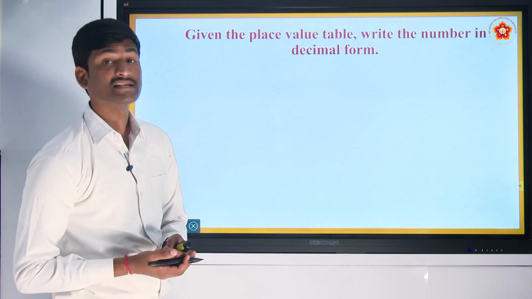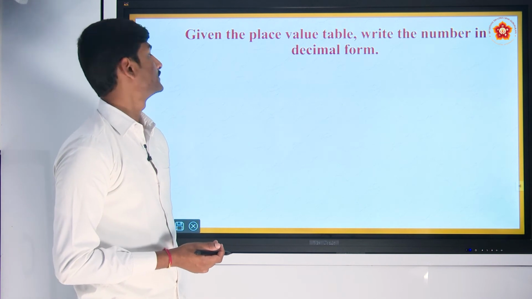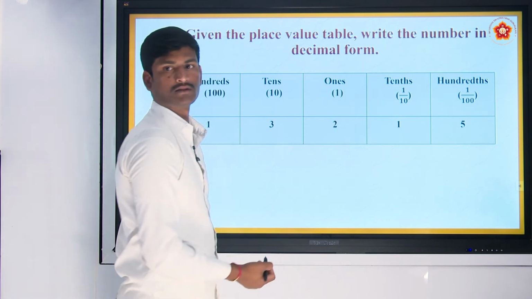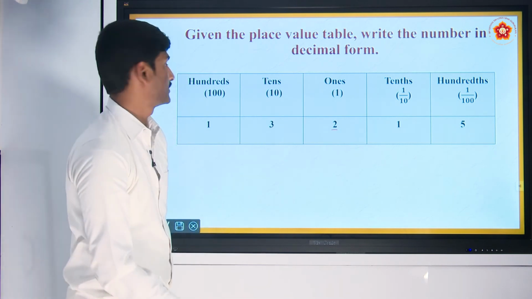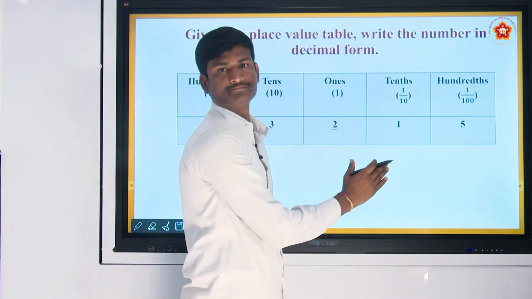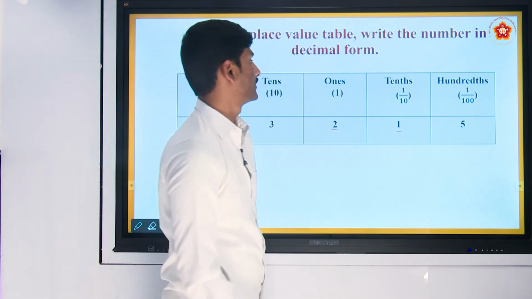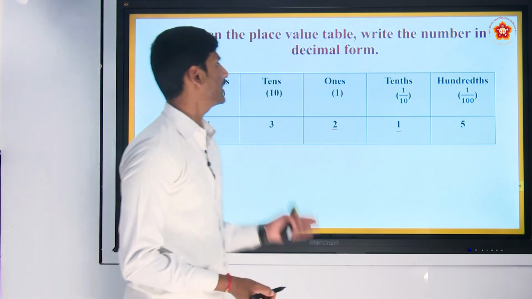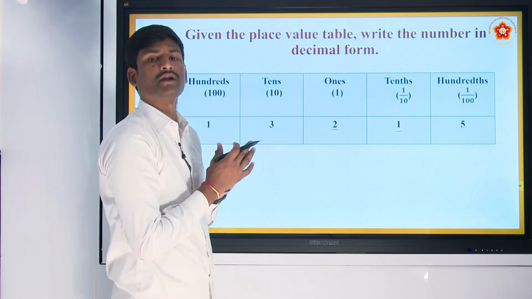Here, given the place value table, write the number in decimal form. See, this is a place value table. Ones place the number 2, tens place number 3, hundreds place 1, and after the decimal point, tenths place 1 by 10 the number 1, and hundredths place 1 by 100 the number 5. How to write this in decimal form?